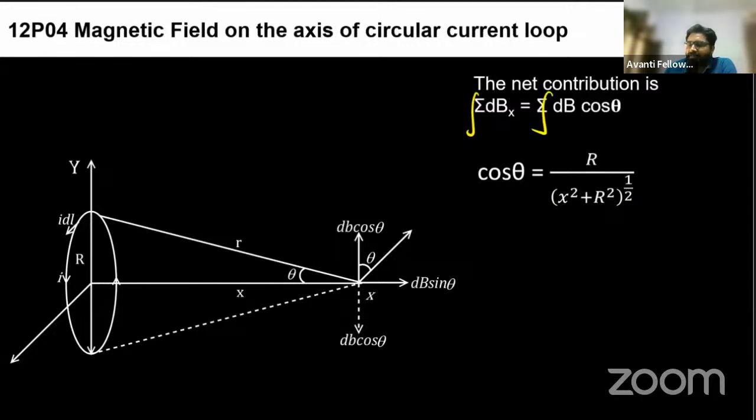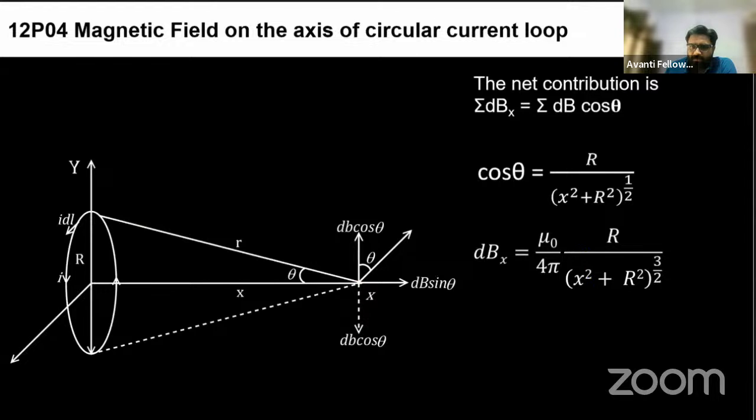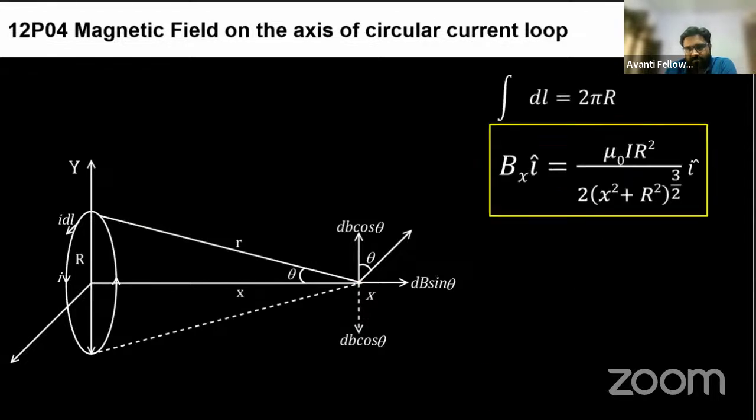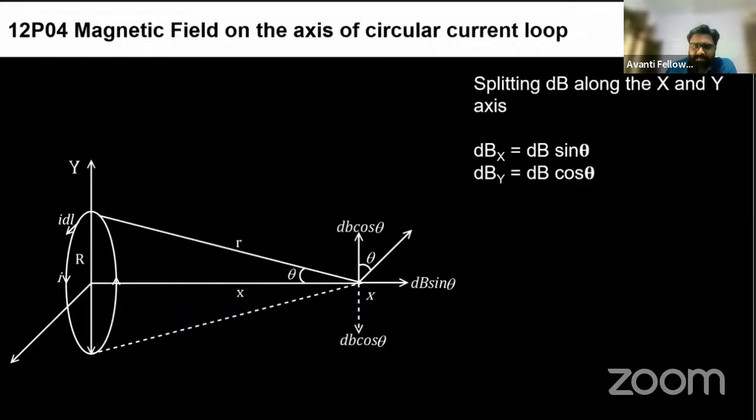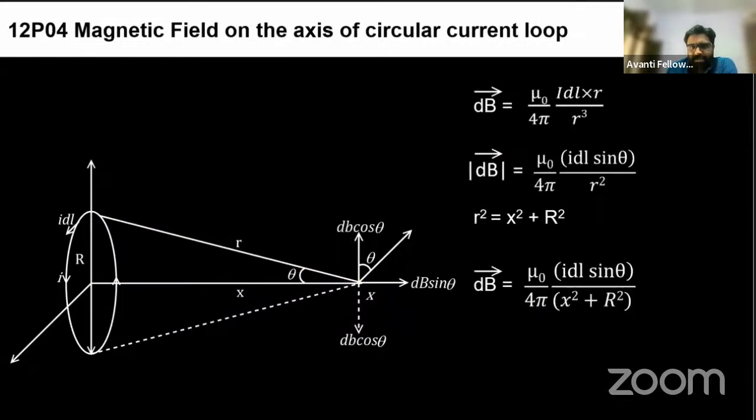Now cos theta is what? R over x square plus R square raised to the power half. Cos theta क्या होगा? Base upon hypotenuse and R we have as what? Square root of R square plus x square. Same thing is written. Now putting the value and integrating it, देखो, यहां से आपके पास फाइनल एक्सप्रेशन जो आया था, it would be mu naught upon 4 pi I dl sin theta over x square plus R square.